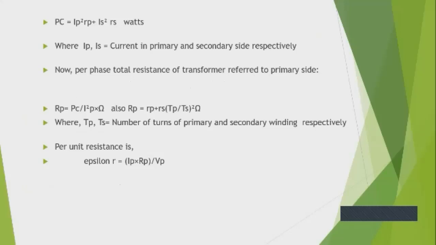Now per phase total resistance of transformer referred to primary side, RP is equal to PC upon IP square ohm. Also RP is equal to RP plus RS in bracket TP upon TS bracket square ohm, where TP, TS is equal to number of turns of primary and secondary winding respectively. Per unit resistance epsilon R is equal to IP RP upon VP.